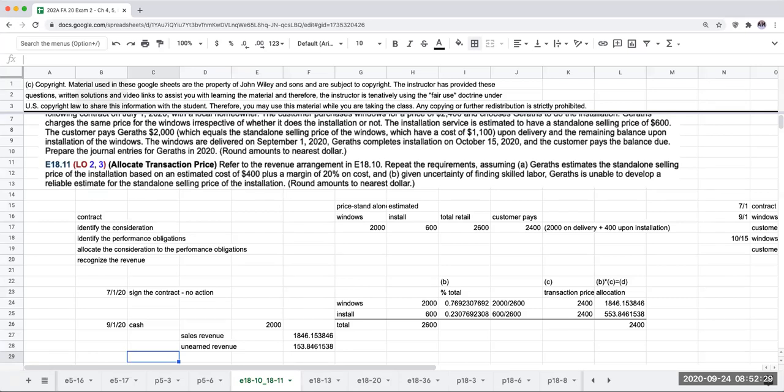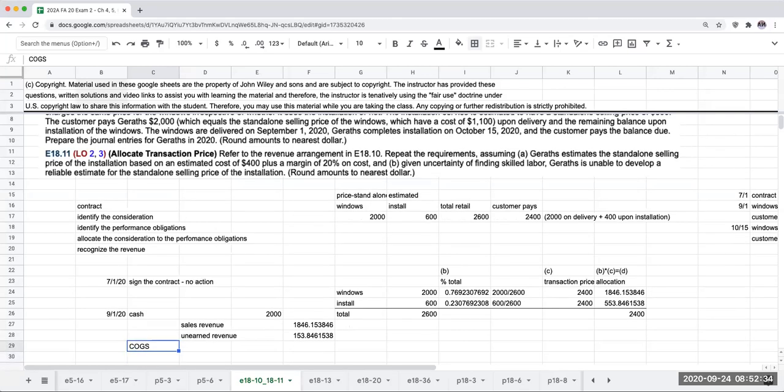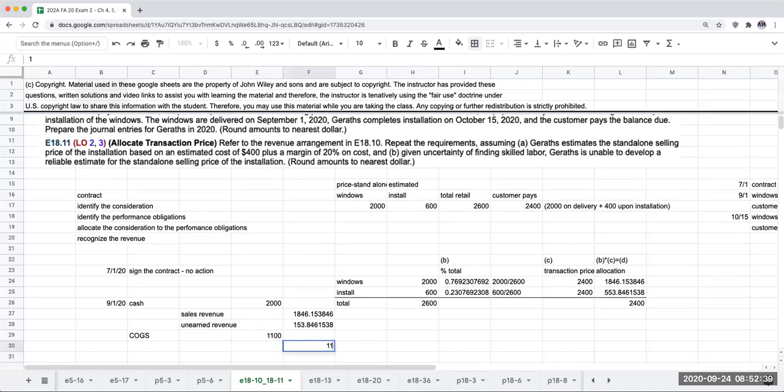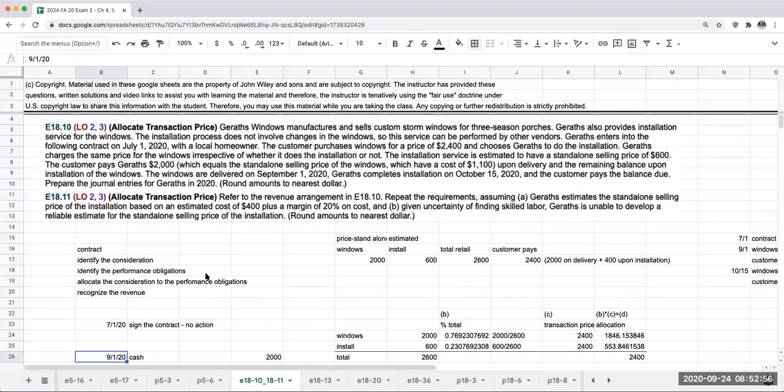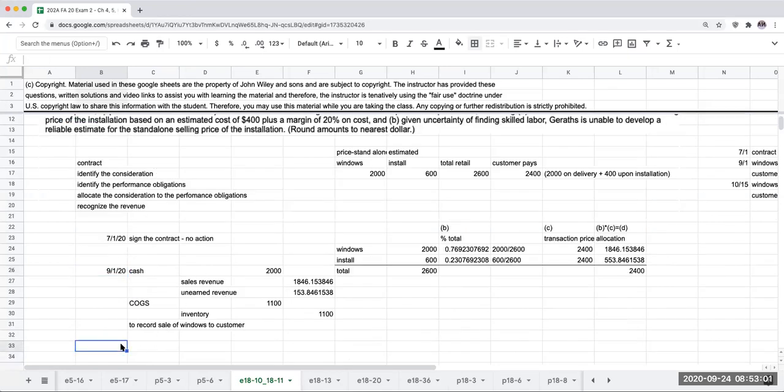As a reminder, whenever I sell product, I also have to take the inventory off of my books. So I'm going to debit cost of goods sold for 1,100, and then I'm going to credit inventory for 1,100. And this I would say to record sale of Windows to the customer. Okay. We're still on exercise 18.10.